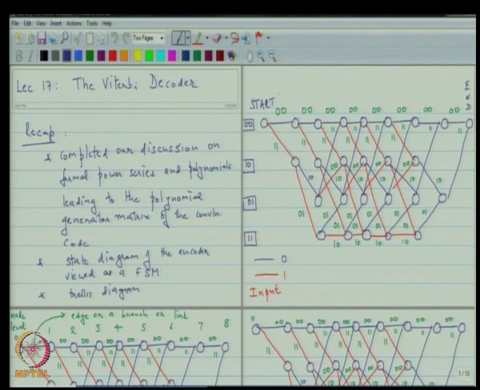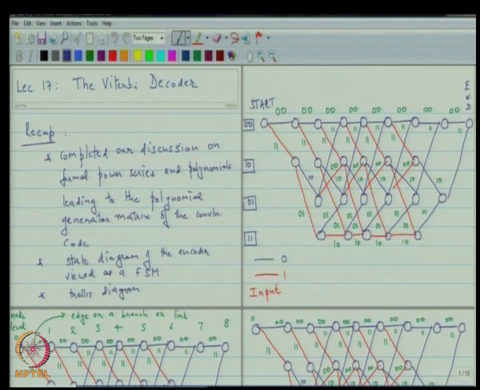Today we begin our lecture 18. We will continue discussing convolutional codes. Last time we spent almost the entire lecture talking about the Viterbi decoder. So, let me do the following. I will just run through the slides and then I will do a quick recap.